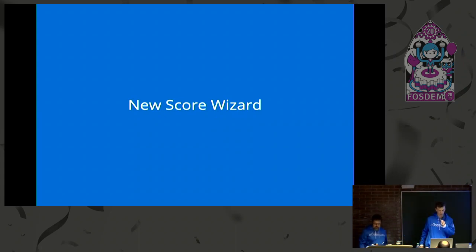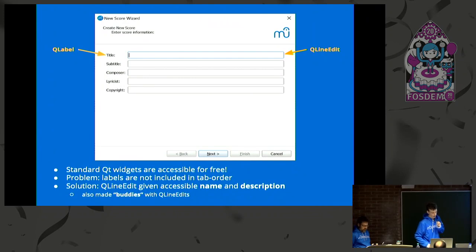Okay, so we'll have a look at Musescore's new score wizard, which is where you go to create scores. And this is kind of the best case scenario in terms of accessibility. So we have some text input fields there, and they each have a label next to them, so title, subtitle. This is all the basic metadata about your score. And these are all standard Qt widgets, and as a standard widget, they basically give you accessibility for free.